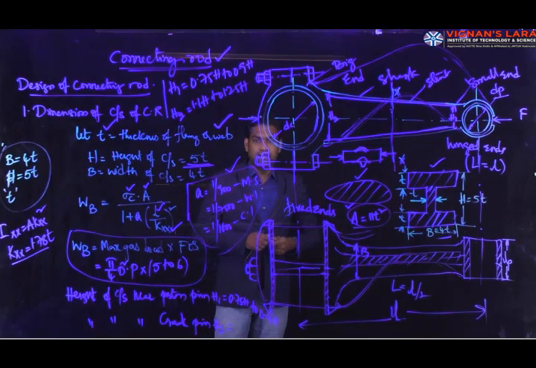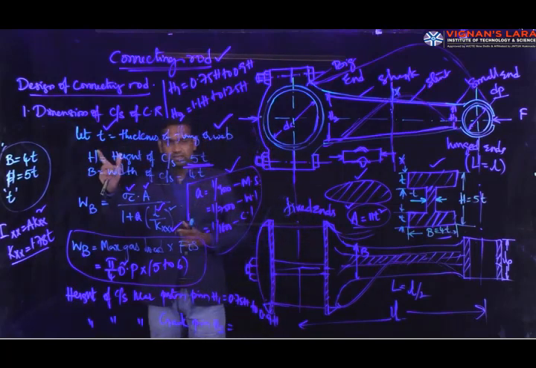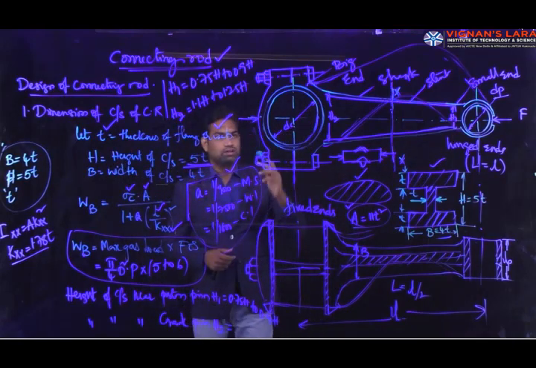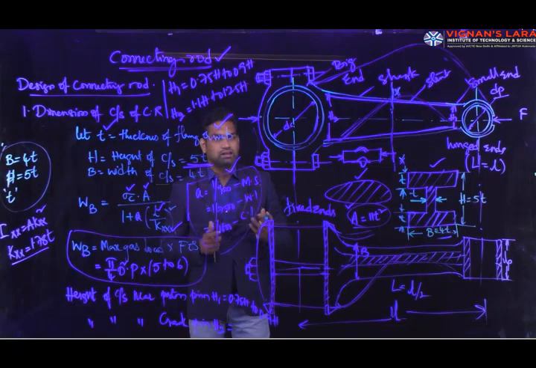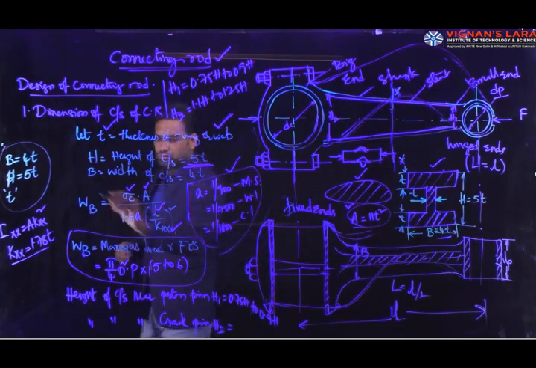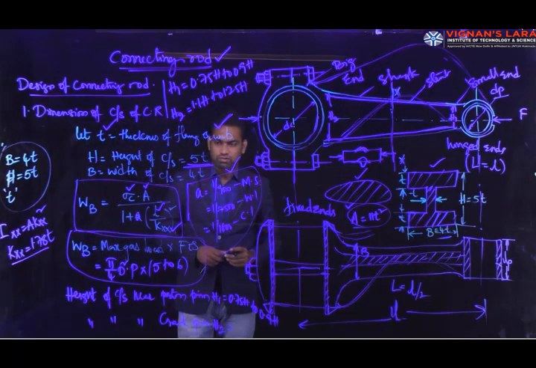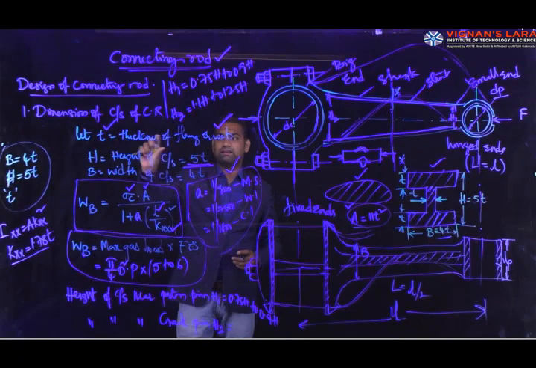So you need to calculate the thickness based upon Rankine's equation, considering the compression forces acting on both sides of the connecting rod. So the buckling effect you are going to consider about the x-axis. Using Rankine's equation, that is WB equal to sigma c into A, by 1 plus A into L by kxx whole square. So from that you can calculate the thickness of flange or web.